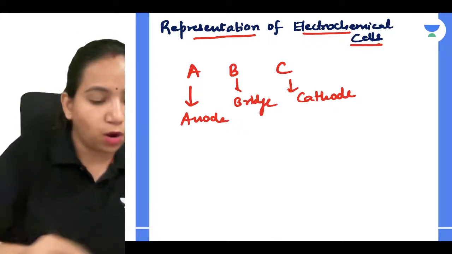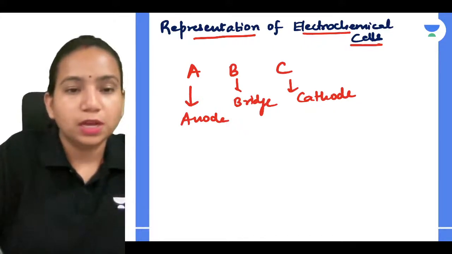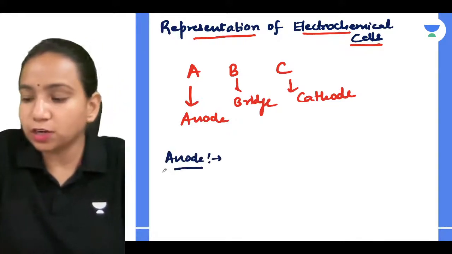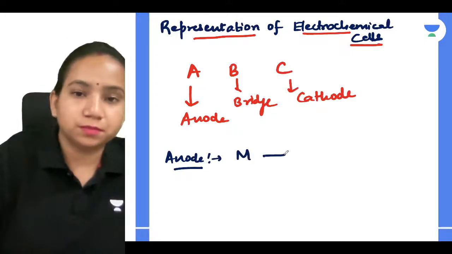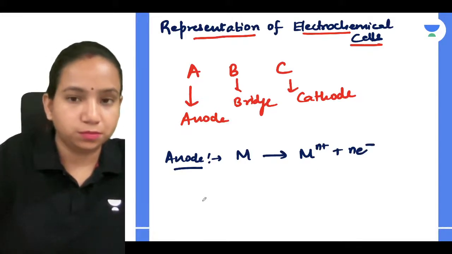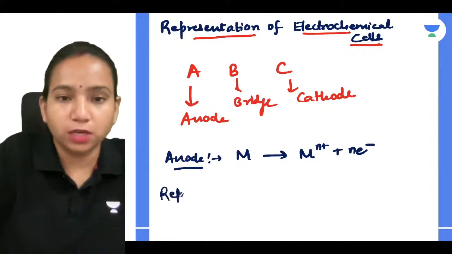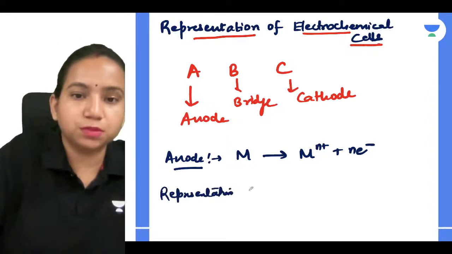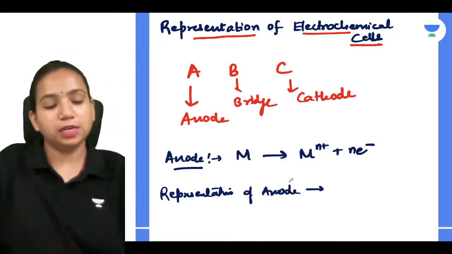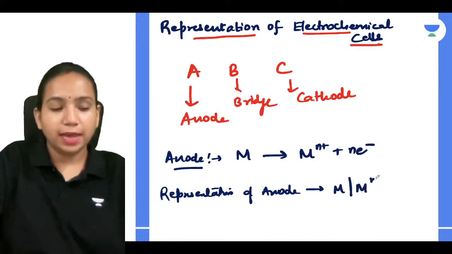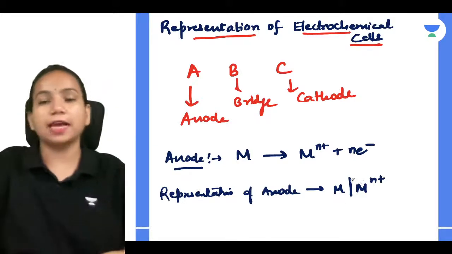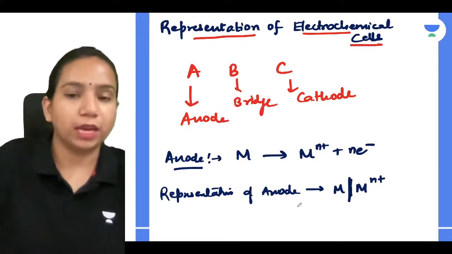Now how can we mention the anode? Oxidation occurs at the anode. Suppose you have a metal, it will lose electrons and get a positive charge. So the representation of the anode is very simple. You first mention the metal M and then the ion, Mn+, by putting a slash between them.